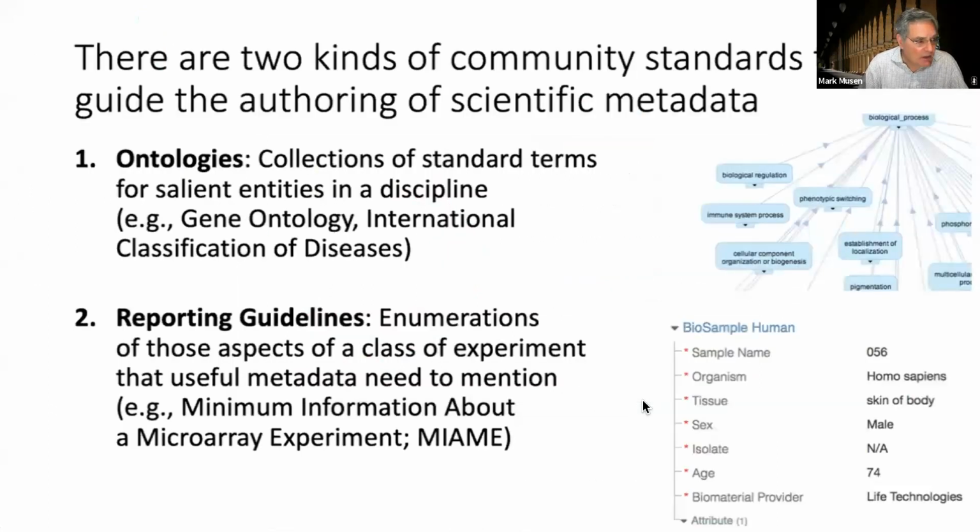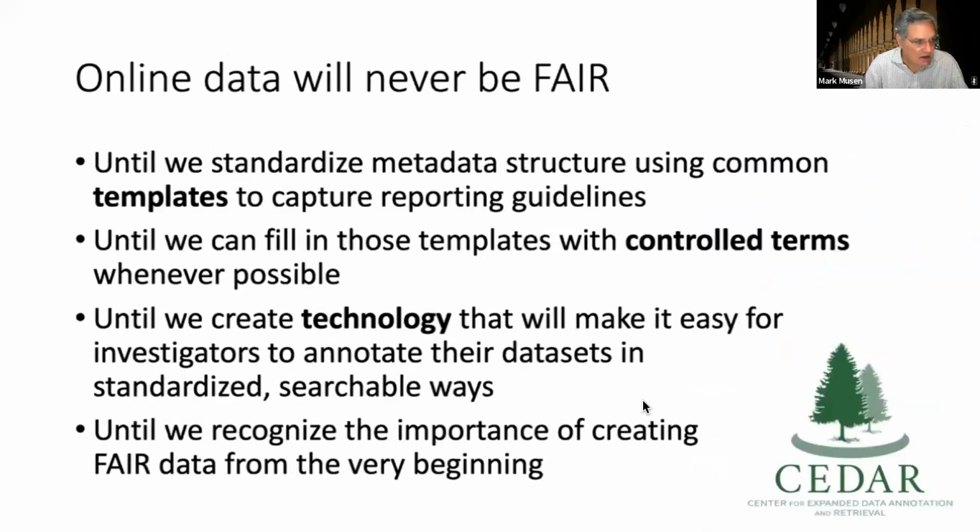So basically what I've told you really quickly is that when we think about scientific metadata, there are two kinds of standards that really matter: the ontologies that allow us to control the terms that are used in metadata descriptions, and reporting guidelines that enumerate the aspects of the experiment that need to be specified for somebody to make sense of what has been done in that experiment.